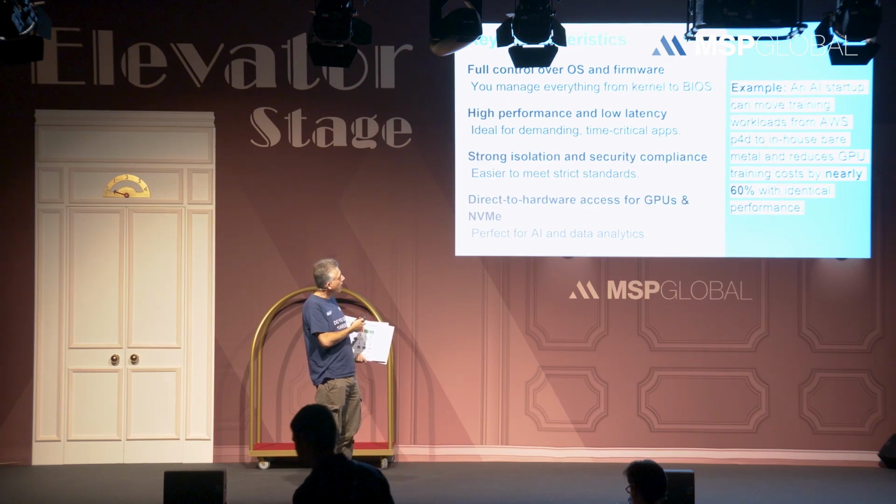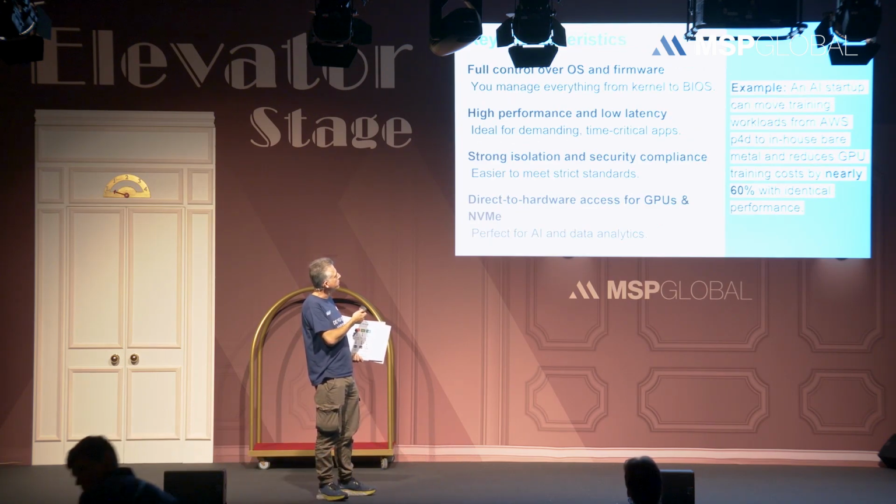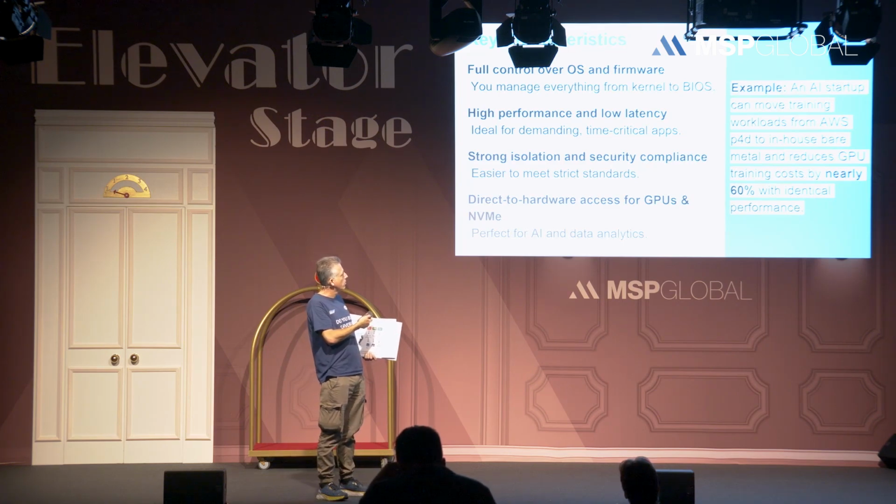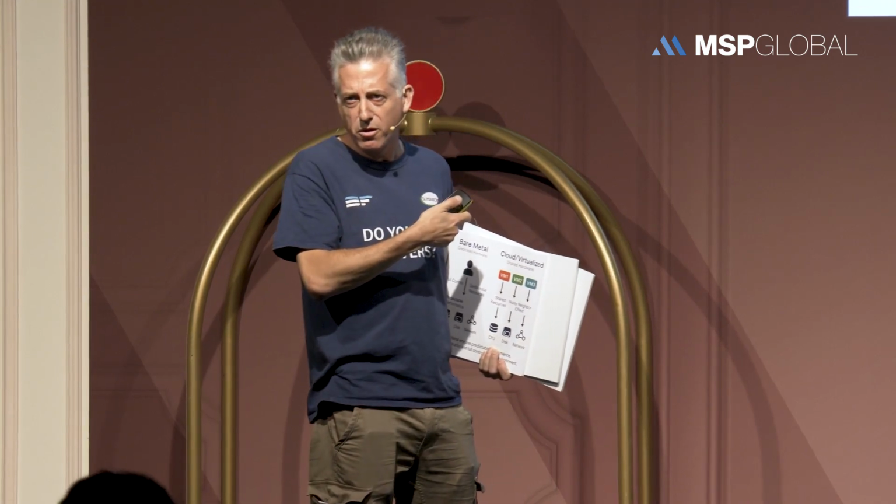Then an AI startup can move training workloads from AWS P4D to in-house bare metal and reduce GPU training costs by nearly 60% with identical performance. The identical performance means that the bare metal configuration is exactly like the cloud one, and with having the same configuration, it's still 60% cheaper for reasons I mentioned earlier.